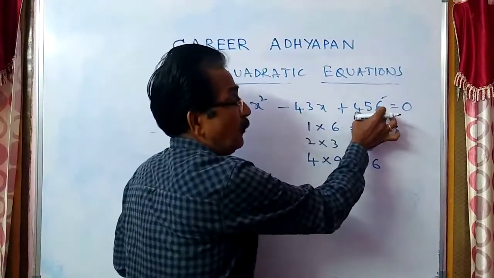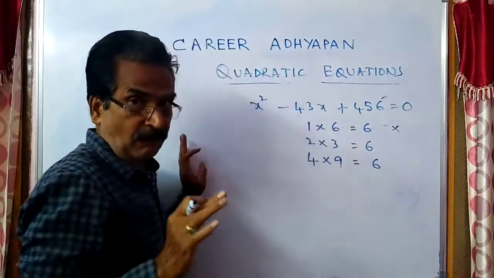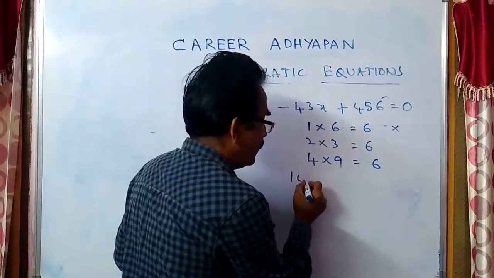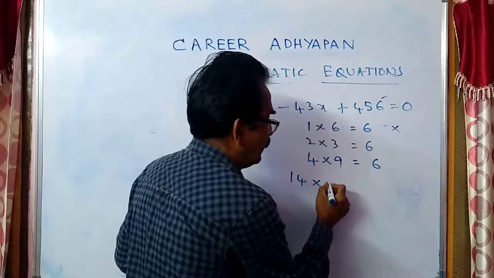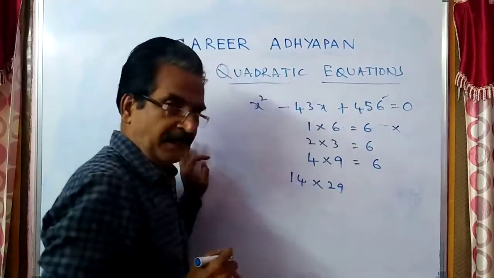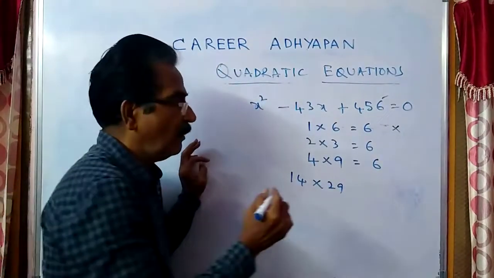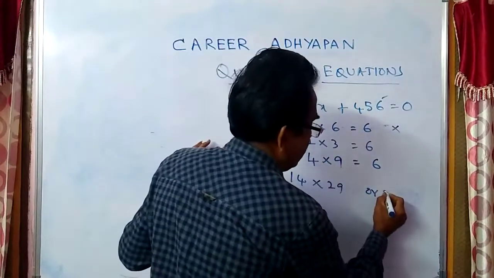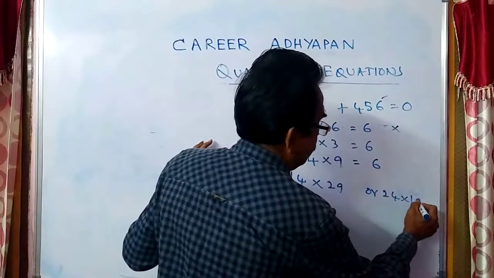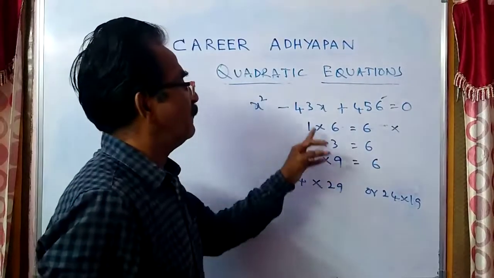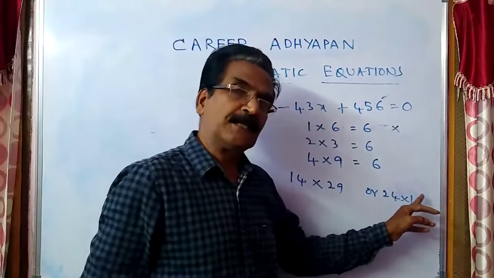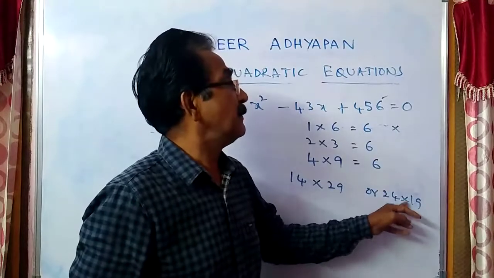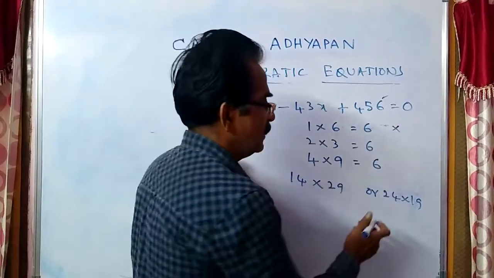So this 456 must be the product of 14 and 29, 14 into 29, or 24 into 19. 14 plus 29 is 43. 24 plus 19 is also 43. But we must get the product 456.